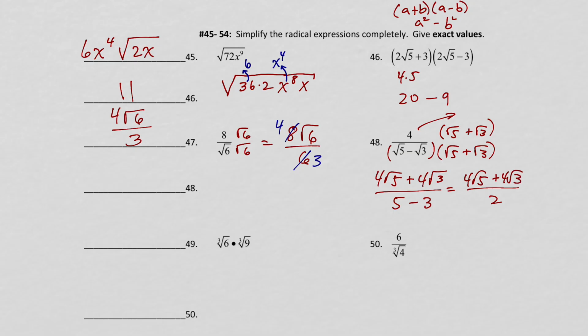And this is a reducible fraction. 2 goes into this once, into this twice, into this twice. It's over 1, so we don't write the denominator. So the answer is 2 root 5 plus 2 root 3.